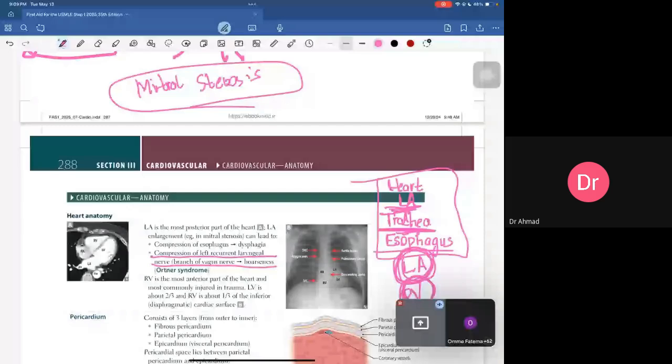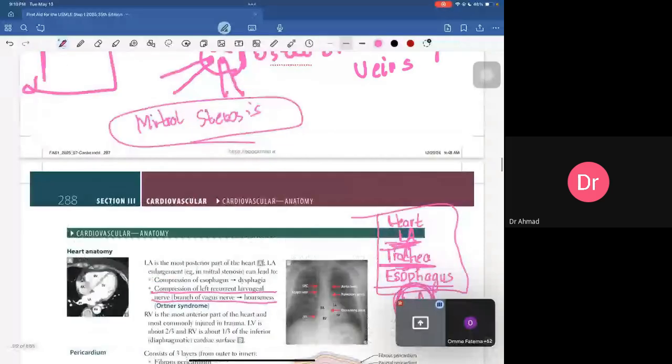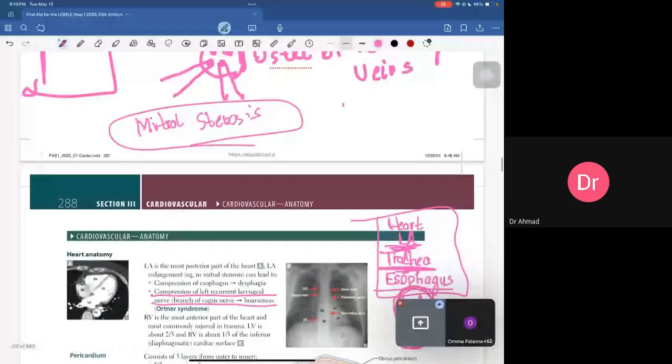Now, this is another very important concept. There is a bacterium known as Strep pyogenes. Strep pyogenes causes two important infections: one is cellulitis, and the other is sore throat. Both of these can lead to two conditions: one is rheumatic fever, and the other is post-streptococcal glomerulonephritis.